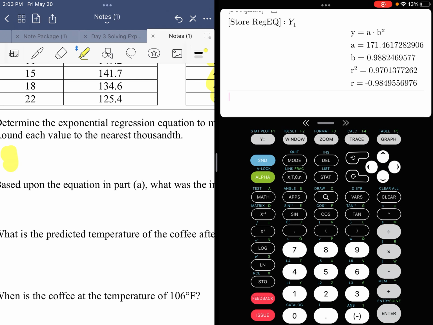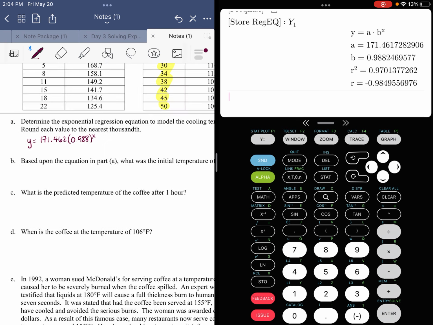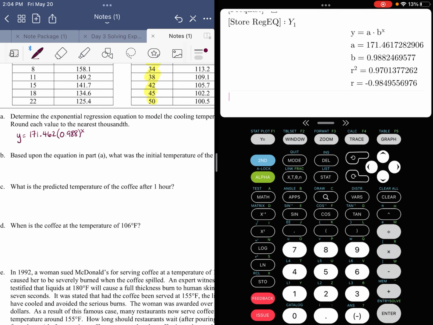So our regression equation, we need to round each one to the nearest thousandth, so it's going to be y equals 171.462, and our b value is 0.988 to the x. So based on the equation that we got, what was the initial temperature? Well, the equation gives us that the initial temperature is 171.462 degrees.